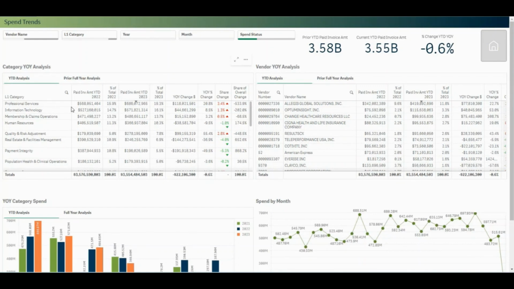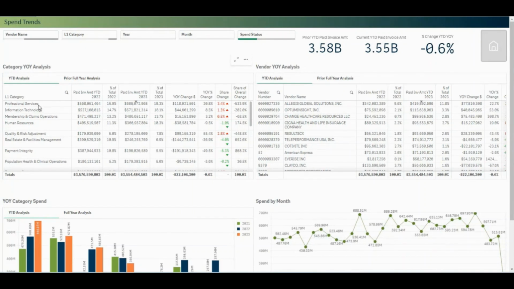So when we look at professional services in 2022, it went from 15.9% of the total spend to 19.3%. Those are some of the things that you lose in the dollar value sometimes when you're looking at 568 to 686. It's like, okay, what does that mean? It means an increase, but did our total spend increase, or did the share of that category increase? That's some of the benefit that the visibility of the solution helps users identify.